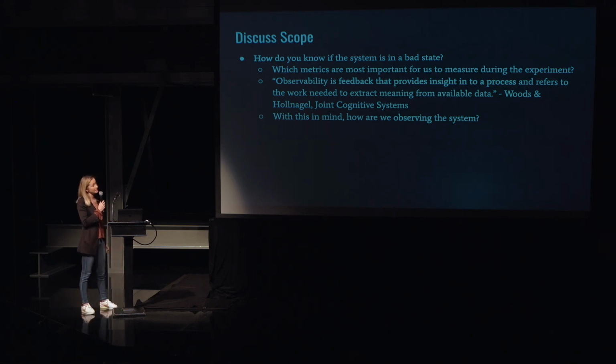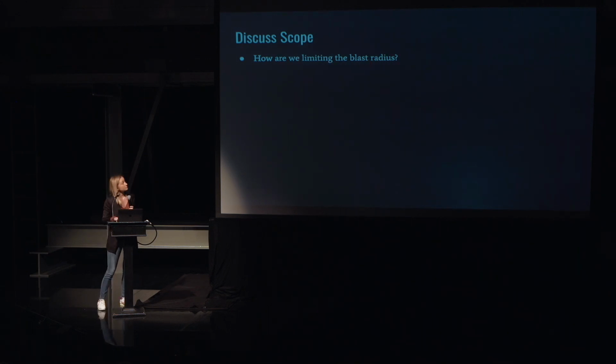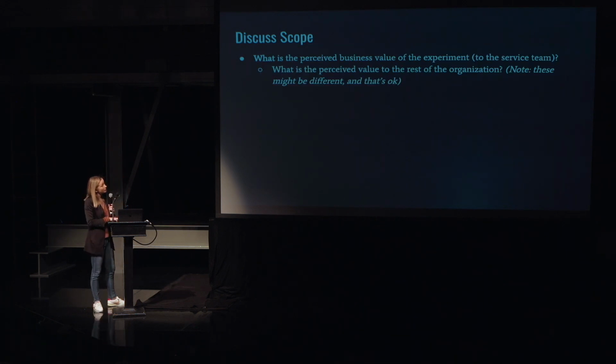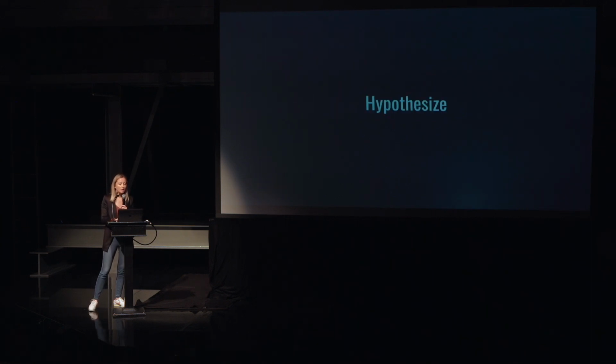Observability is feedback that provides us insight into a process and refers to the work needed to extract meaning from the available data. With this in mind, how are we actually observing our system during failure? We also want to talk about how we are limiting the blast radius. How do we know that the failure isn't going to go off the rails? How is it going to stop at any point? And we want to talk about what the perceived business value is to the service team, and if it's different than the perceived business value to the rest of the organization. And then we want to hypothesize. We want to take some time to formulate and restate our collective hypotheses of the experiment: if we fail X part of the system, then Y will happen and the impact will be Z.